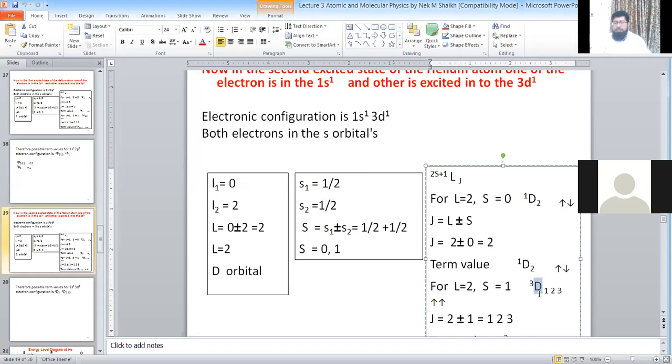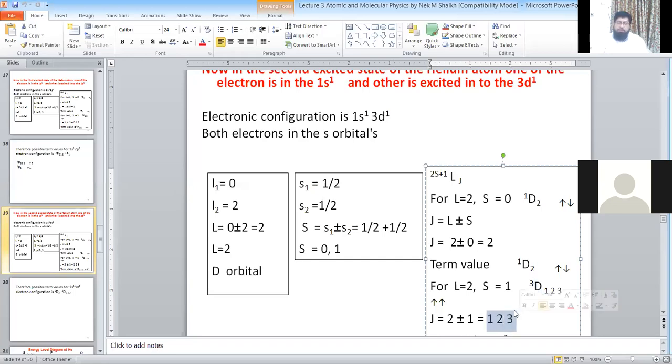So now this is the d orbital. So here J is equal to 2 plus minus 1, which is 1, 2, 3, because 2 plus 1 is equal to 3 and 2 minus 1 is equal to 1. So the series varies from 1, 2, 3.